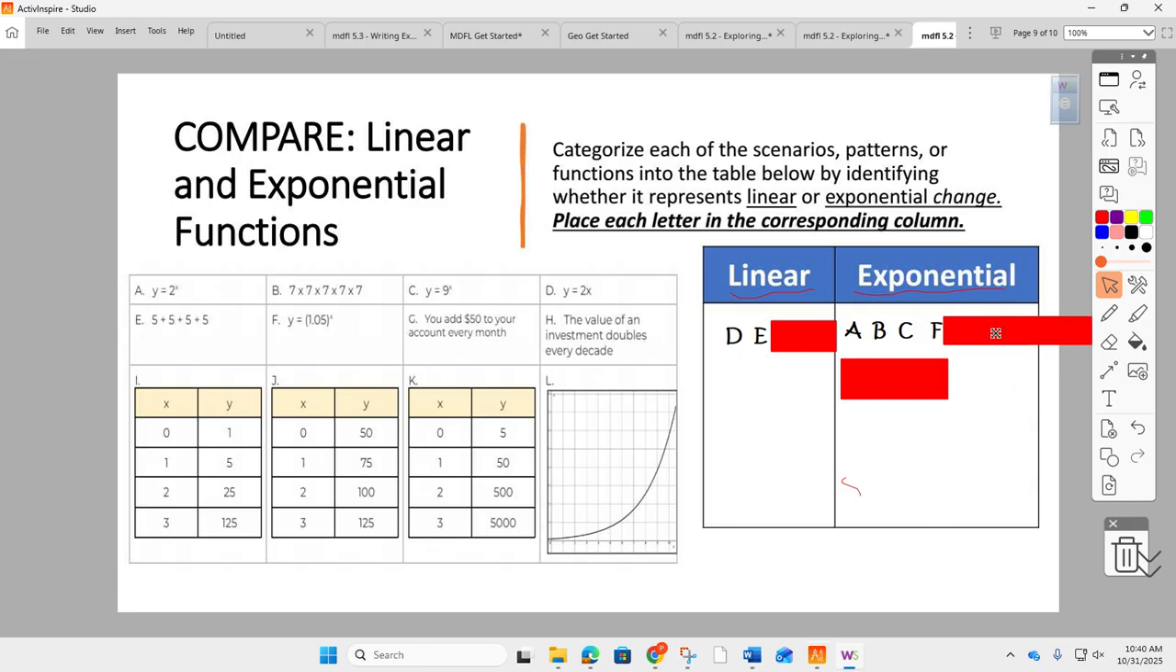G, you add $50 to your account every month. Would that be linear or exponential? What do you think, Zariah? Very good, linear. H, the value of an investment doubles every decade. What does it mean for something to double? Multiply by what?